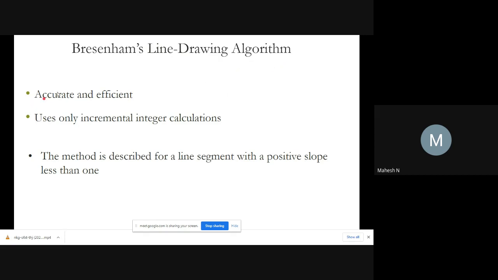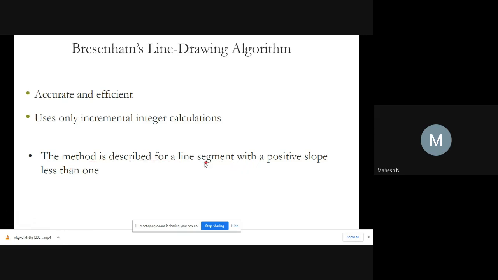So what they found out with this Bresenham's line drawing algorithm was that it was accurate and efficient, and it used only incremental integer calculations. Integer, you have to keep this in mind. It consisted of only integer calculations, so obviously I was getting a whole number, which was easy to plot with respect to pixels. So this method of plotting a line segment was very easy.